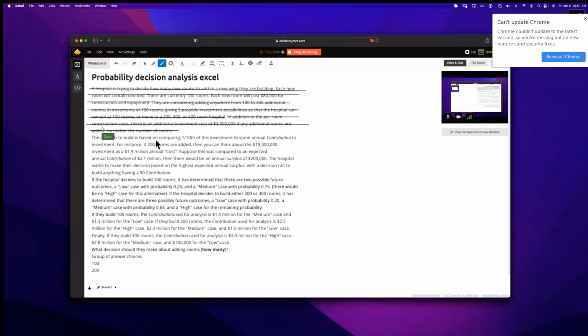The decision to build is based on comparing 1/10 of this investment to some annual contribution to investment.